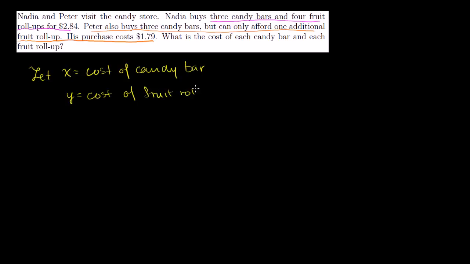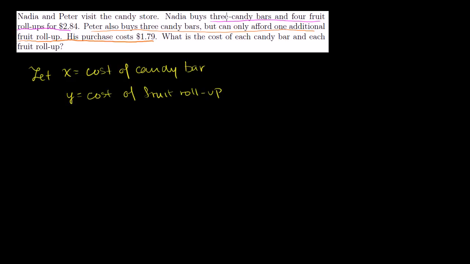So let's define some variables. Let's just use x and y. Let x equal the cost of a candy bar. I was going to do a C and an F for fruit roll-up, but I'll just stick with x and y. And let y equal the cost of a fruit roll-up. All right, so what does this first statement tell us?